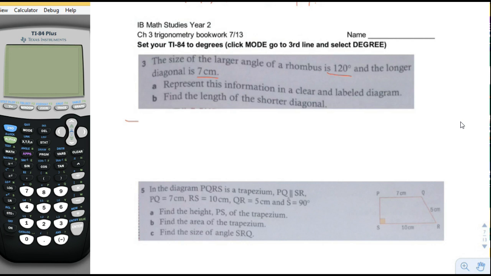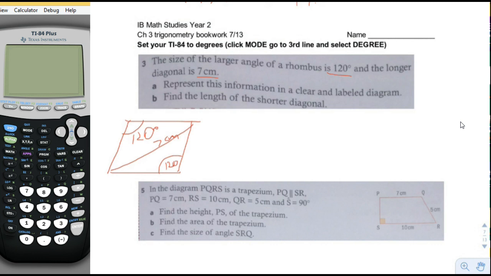Okay, our old friend the rhombus. A rhombus, remember, is like a parallelogram except all the sides are the same length. So it says that the larger angle of the rhombus is 120 degrees, and the longer diagonal is 7 centimeters. So that would be this diagonal. It's 7 centimeters. And this is 120 also.